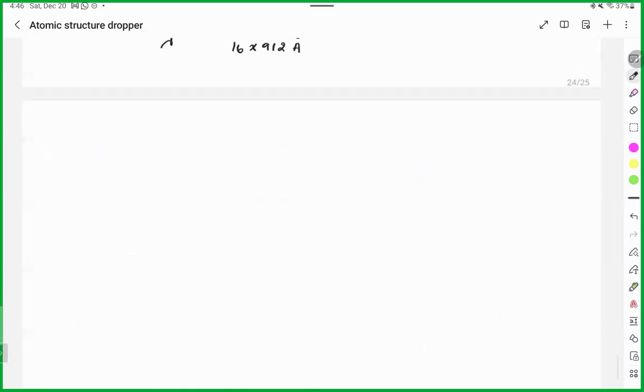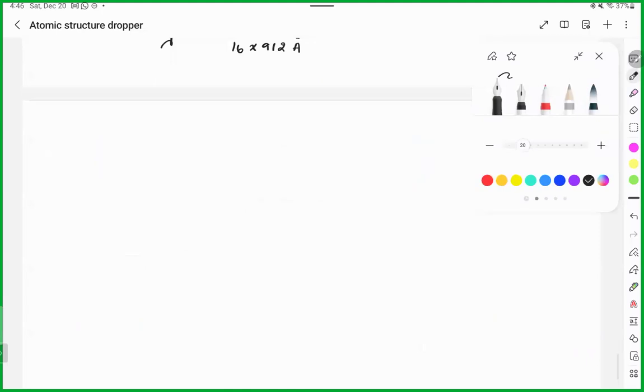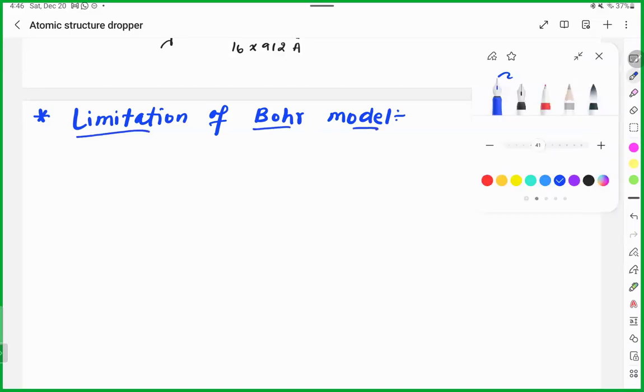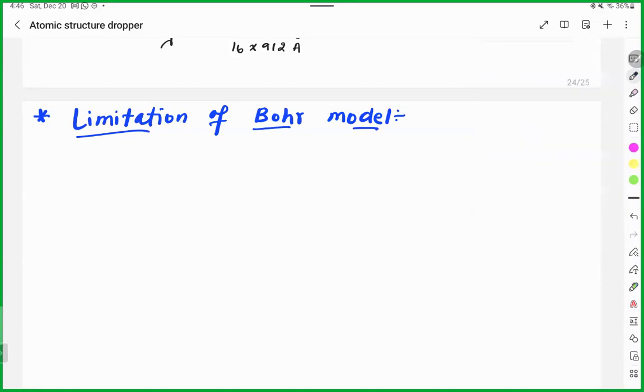So these are the advantages: we can get a full study of hydrogen and hydrogen-like atoms. But what are the limitations of the Bohr model? Because there must be some limitations also. It was not a perfect model. This is given ditto in NCERT, that's why we have to study this.